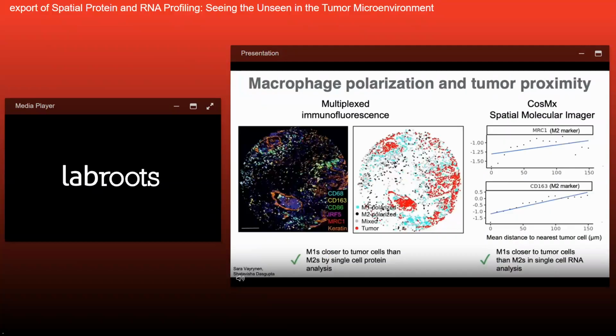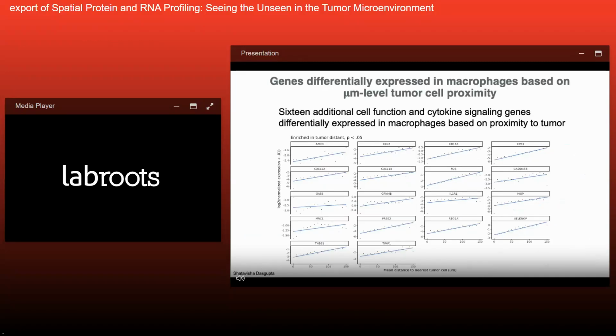blue ductal cells. So we first wanted to know whether the macrophage localization differences that we observed by protein analysis in MIF were picked up by RNA analysis. When we looked at RNA for the same M2 polarized macrophage markers that were included in our MIF panel, we saw a very nice trend for increased expression of these markers in macrophages that were further away from tumor cells. This is very reassuring, showing that the RNA-based assay could recapitulate what we had previously seen in protein space.